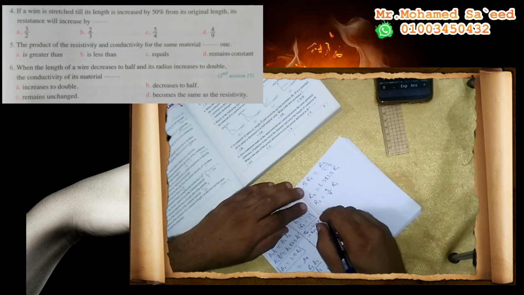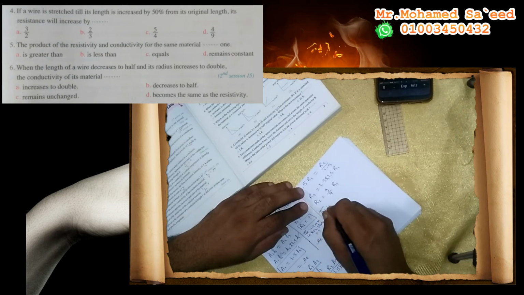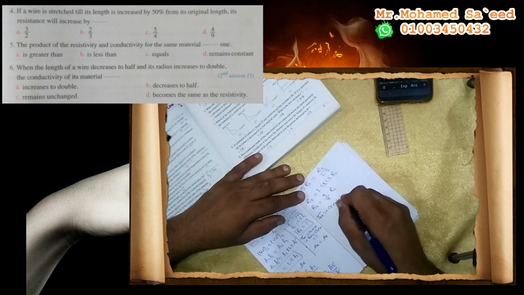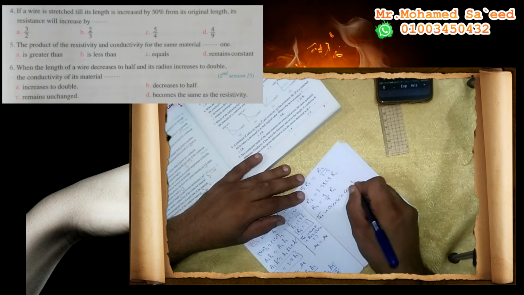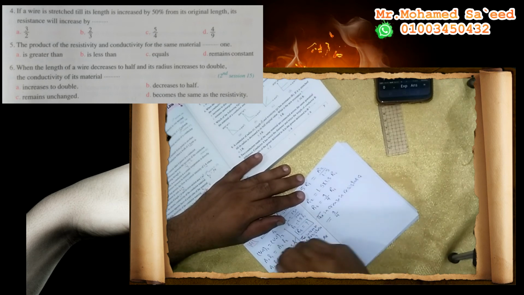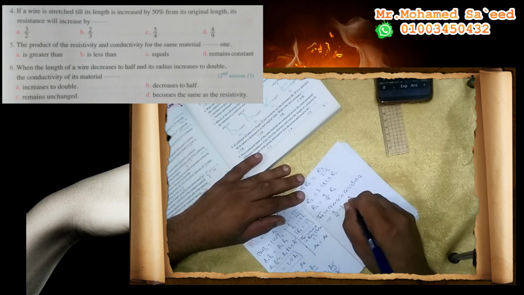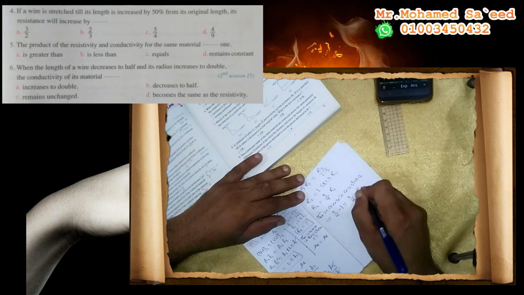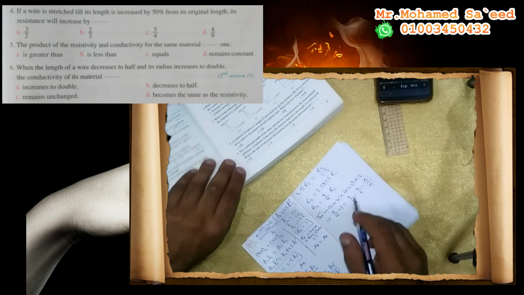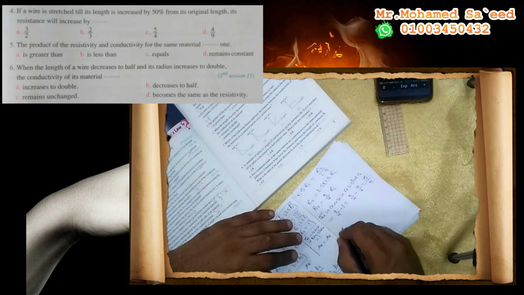So the increase in resistance equals 9 over 4 minus 1, or 9 over 4 minus 4 over 4, which equals 5 over 4. So the increase in resistance equals 5 over 4. The true answer is C, 5 over 4.